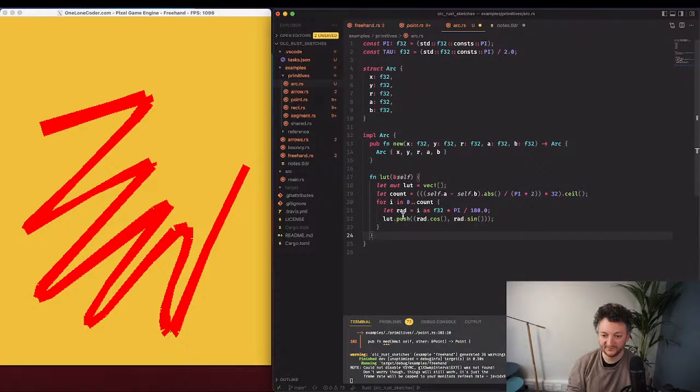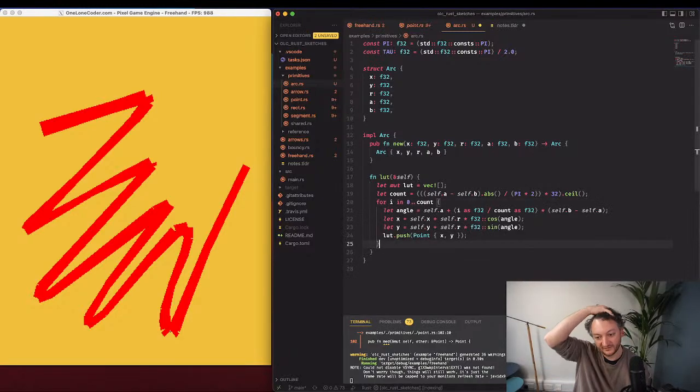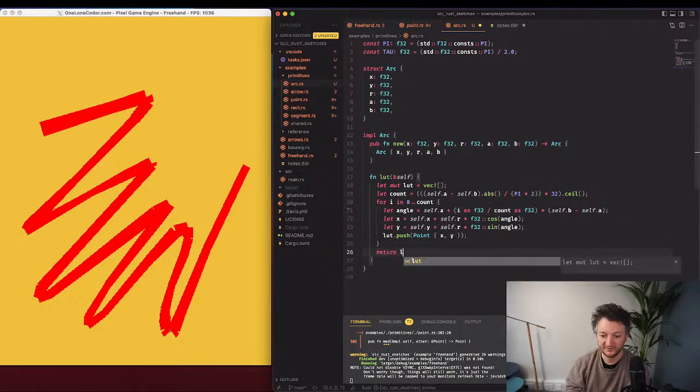So I in points, lookup table. Red is not just I. No, you're right. This is thinking that it's going to be degrees, but it's not. It's going to be radians. So I think this is right. I times self, perfect, x, that's right. That looks right. Okay. And then we want to return the lookup table.